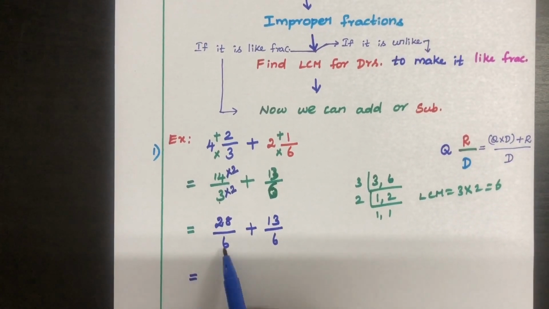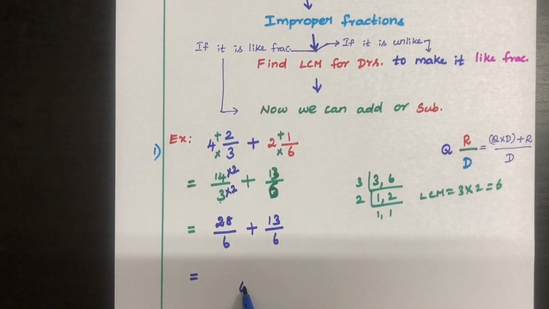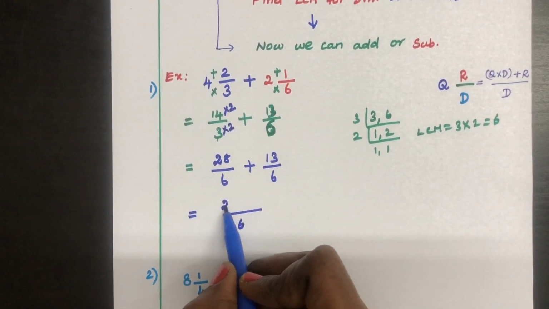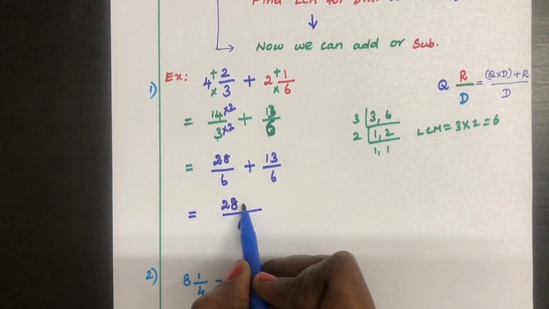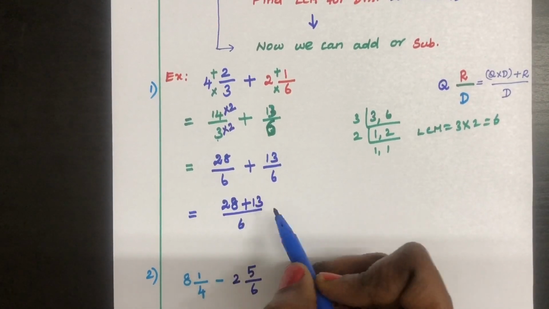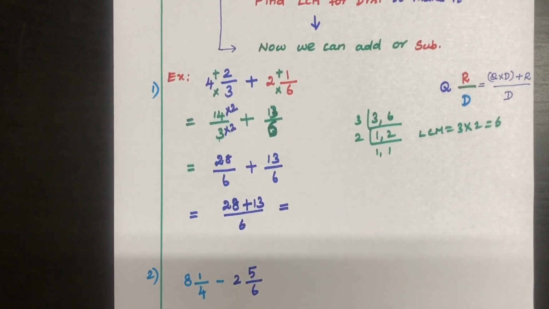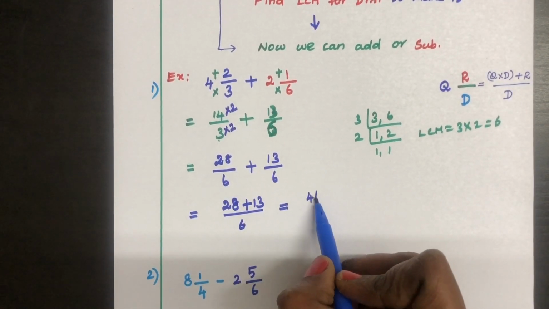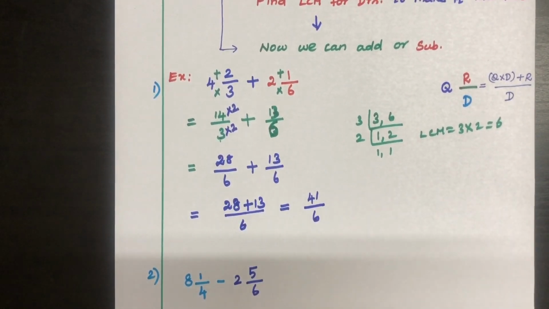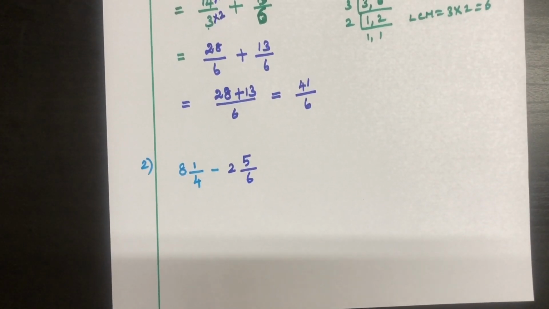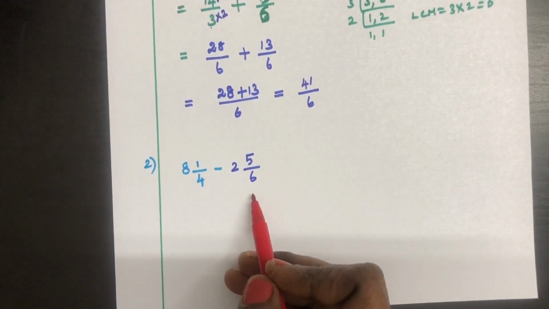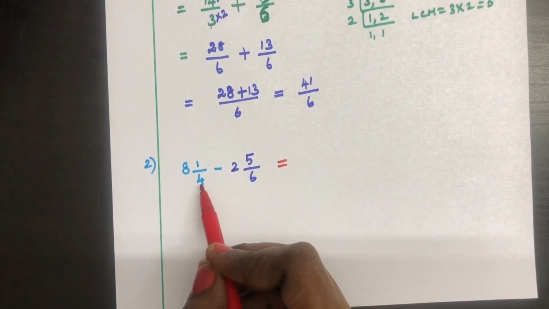This is equal to, we can have the common 6 in the denominator and we can add the numerators. 28 plus 13. This is equal to 41 by 6. Now, we will do one subtraction sum also. See here, 8 1 by 4 minus 2 5 by 6. First, we will make it an improper fraction.